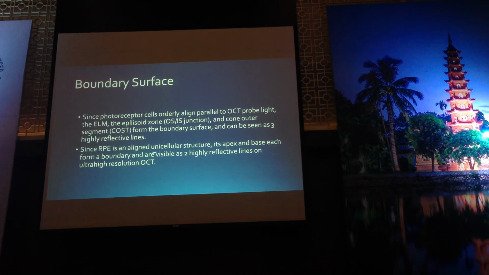And for the RPE, you can have two highly reflective lines on the OCT as well, because basically the apex of the RPE is a boundary between photoreceptor and RPE cell, and the base of the RPE is the boundary between the RPE and Bruch's membrane. So you can have two highly reflective layers for the RPE as well. But if you don't use the ultra high resolution OCT, you're not going to get the two highly reflective lines of the RPE. You're going to get only one line.